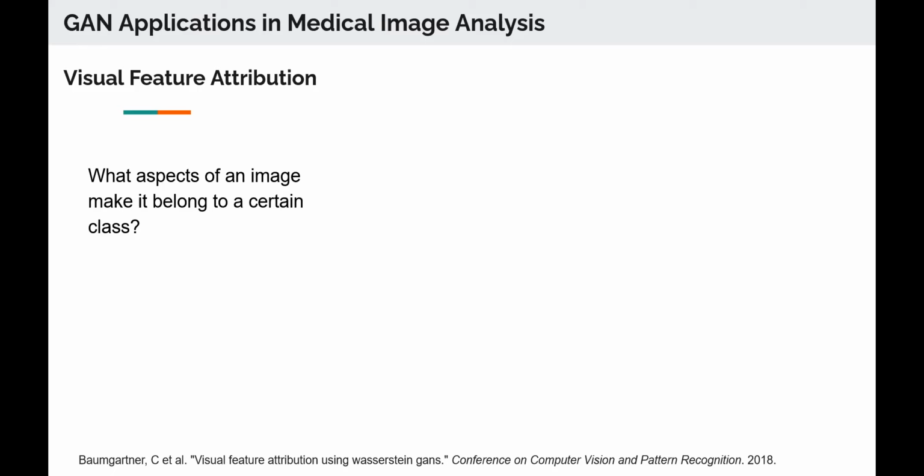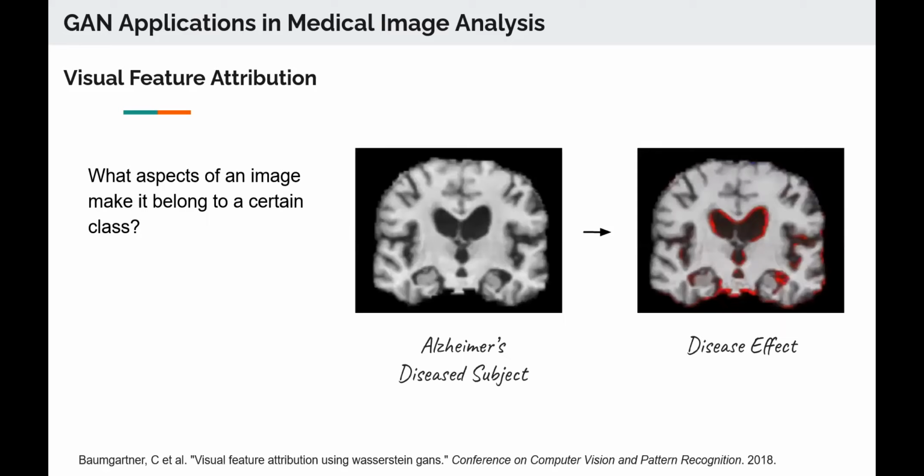Okay, so in visual feature attribution, the goal is to understand why a network is producing a certain output. So if it's saying that a certain person has AD, what aspects of the image of the brain are making it say so? Okay, so how do we do this?